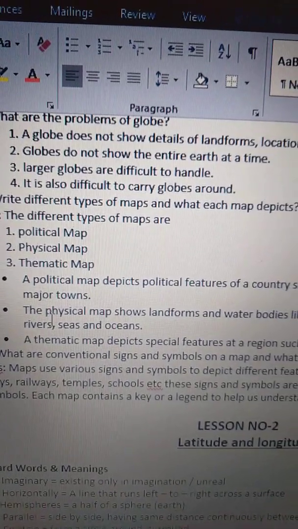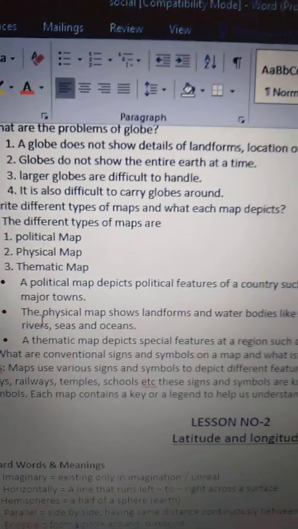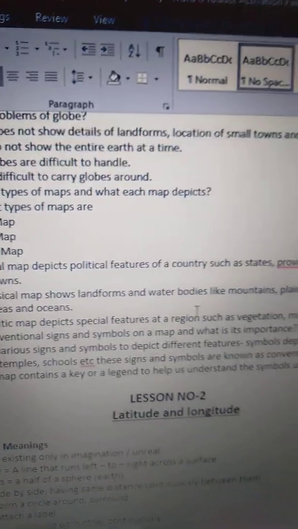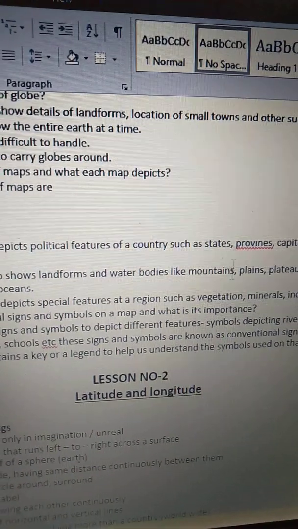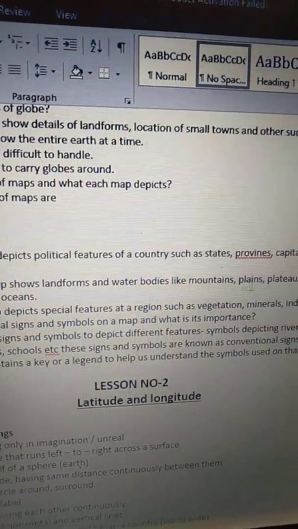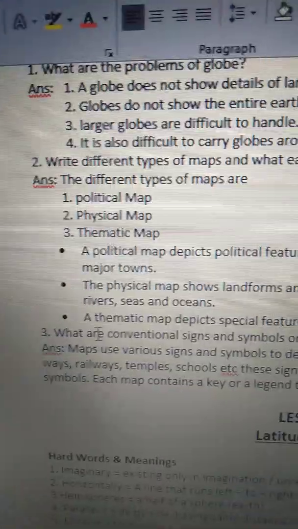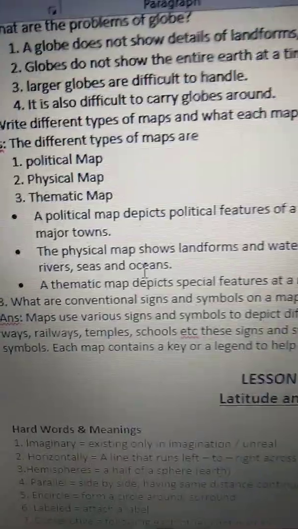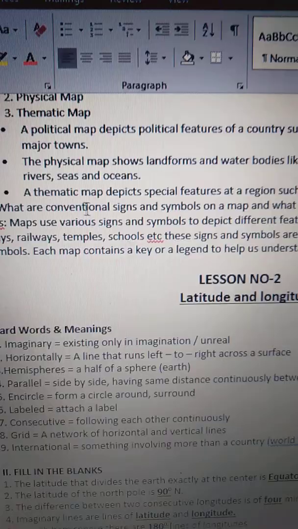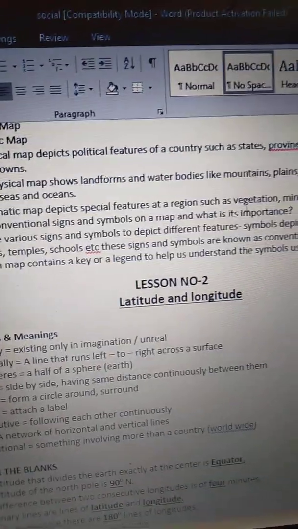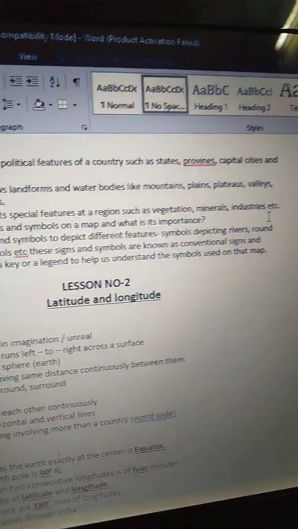Second one is physical map. The physical map shows landforms and water bodies like mountains, plains, plateaus, valleys, rivers, seas and oceans. And third one is the thematic map. A thematic map depicts special features of a region such as vegetation, minerals, industries, etc.